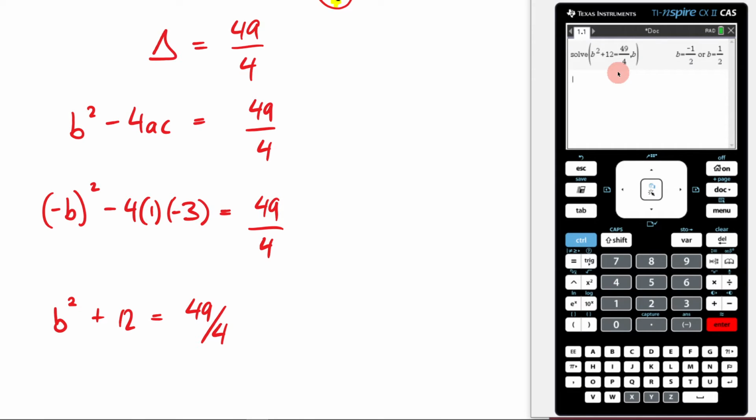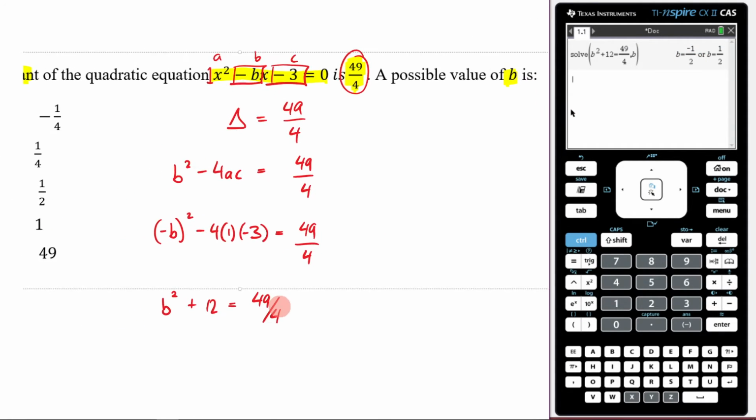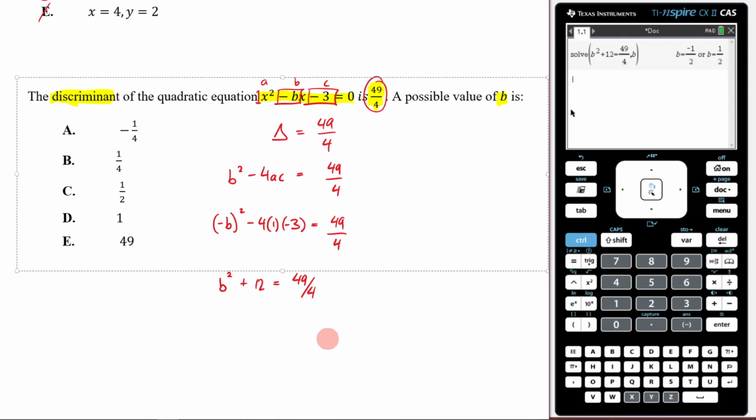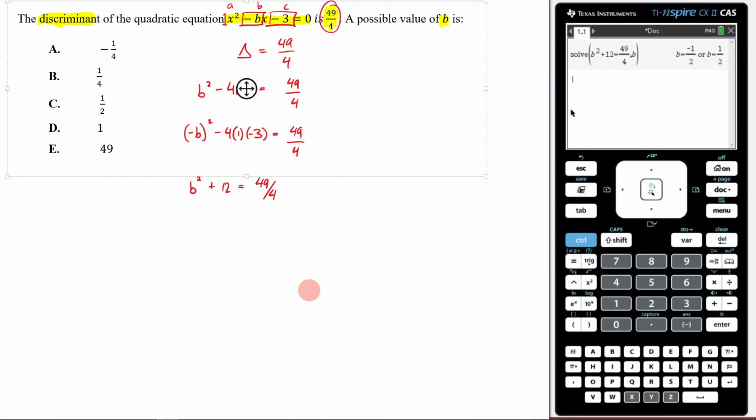My answers are going to be either b is equal to negative a half or b is equal to a half. Now, if we look over here, as you can see, I'm only given a half as my option. And that probably makes sense of the wording of this question. Notice how it says a possible value of b.